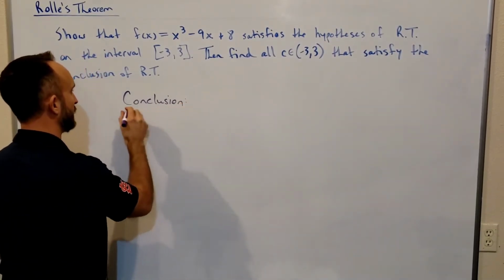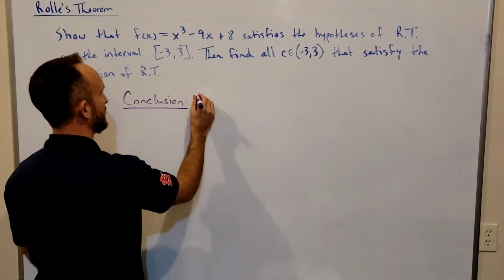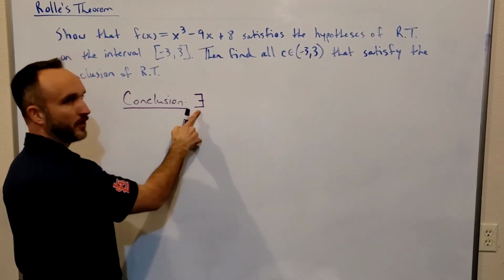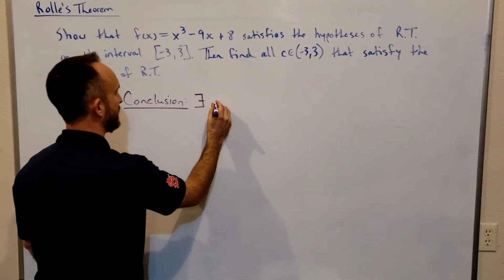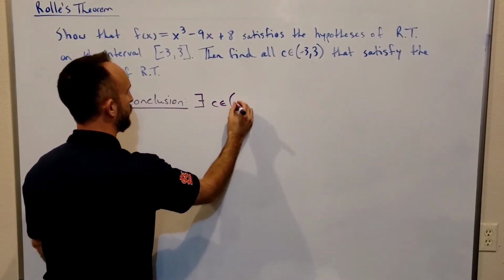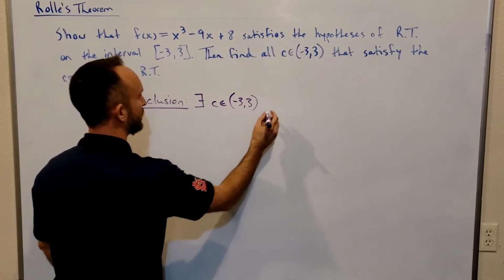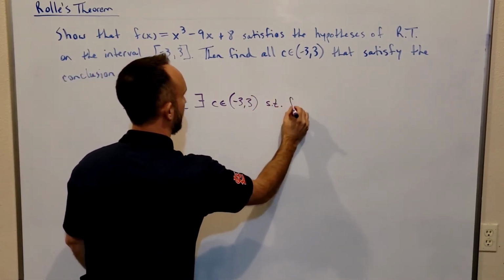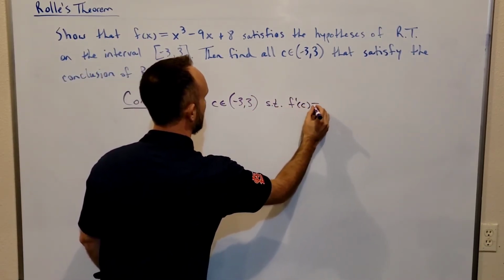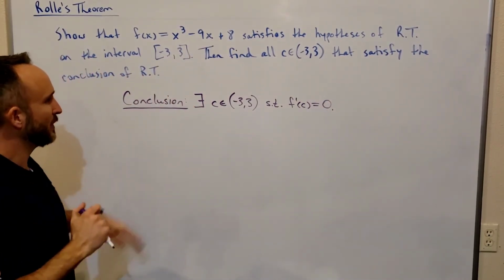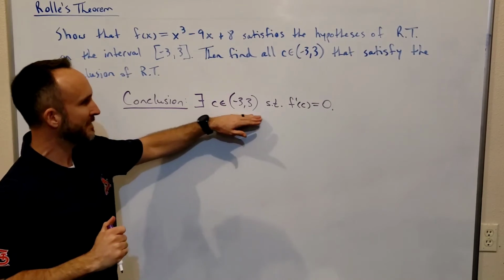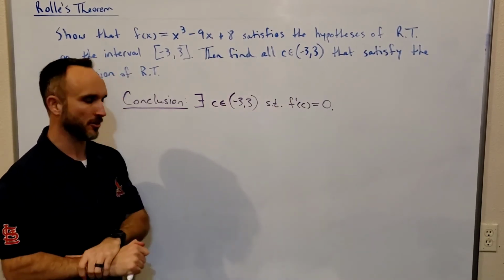That's what Rolle's theorem is useful for. So just to remind ourselves of the conclusion, it says there exists, here's a symbol for there exists, it's a backwards capital E, a c in the open interval from negative 3 to 3 such that f prime of c equals 0. We're guaranteed that that's true. Okay? So we just have to figure out all the c values that satisfy this condition.